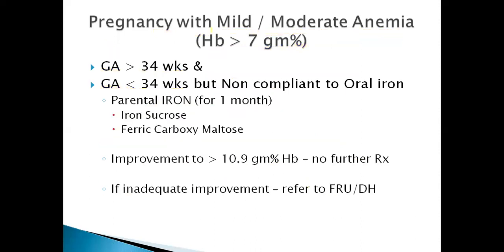The second category, so the Hb level is same. It is mild to moderate anemia with greater than 7 gram percent of hemoglobin. But if the gestational age is more than 34 weeks, that is, there is not much time left in going into a labor or a cesarean section, or if the GA is less than 34 weeks, but the lady is non-compliant to oral iron, she is having nausea, she is having vomiting, she is having that metallic taste, or she may be having constipation, or she may not be liking the black tarry stools due to iron, or due to one or more of these reasons, if she is not able to consume the oral iron on a regular basis, then the solution is parenteral iron.